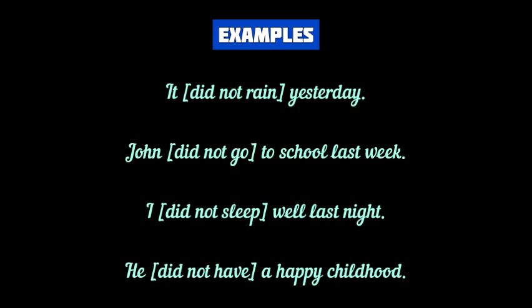He did not have a happy childhood. Did not plus the first form of the verb have is simple past tense. So in these 4 negative sentences, the verbs did not rain, did not go, did not sleep and did not have are in simple past tense. Do notice here that we use the first form or the base form of the verb after did not in the negative sentences of simple past tense. We cannot use the second form of the verb after did not.